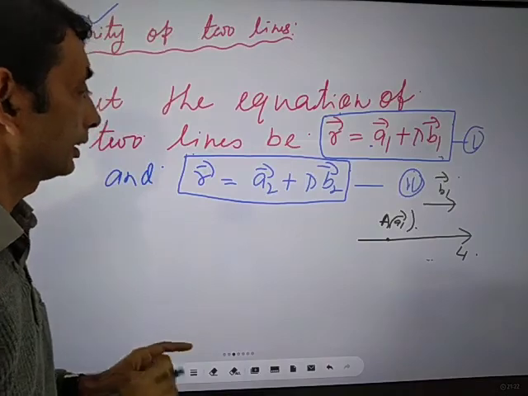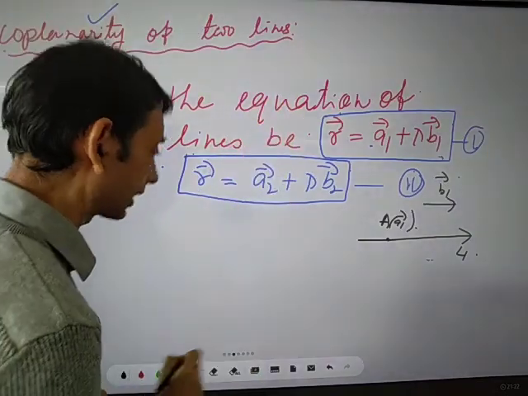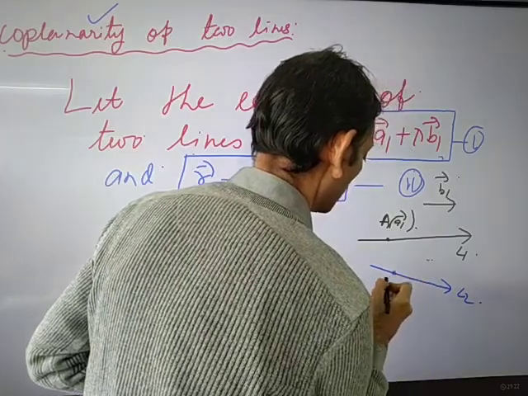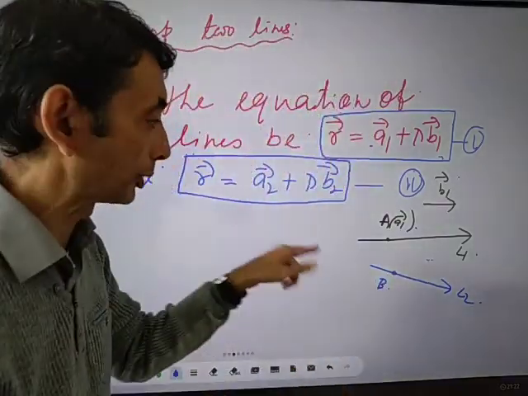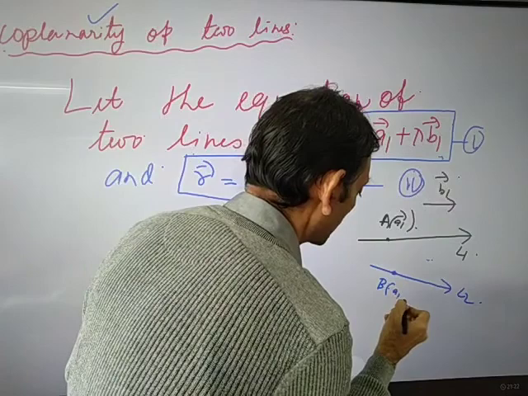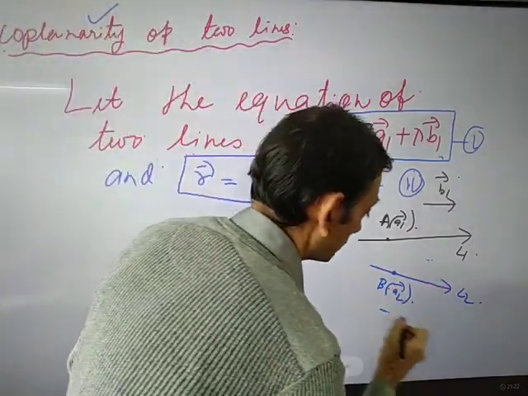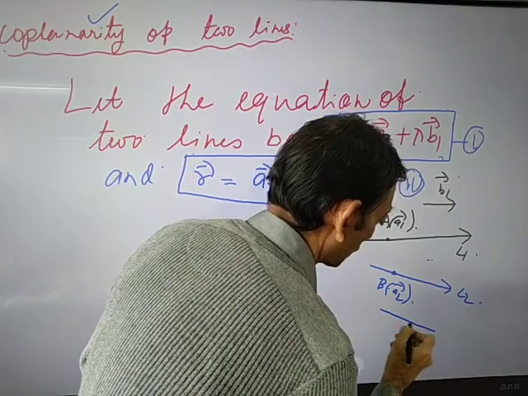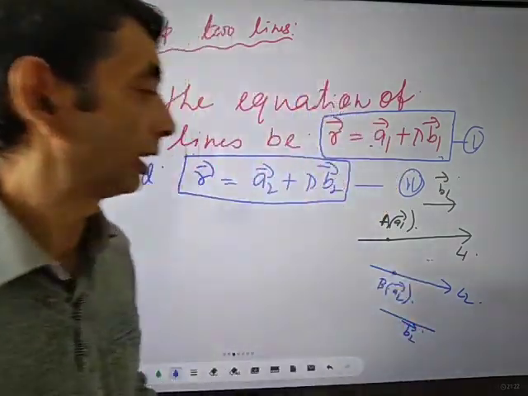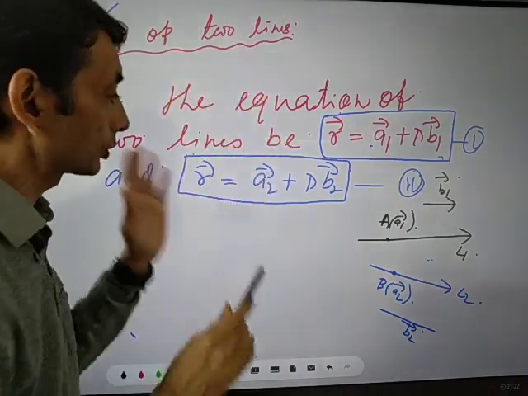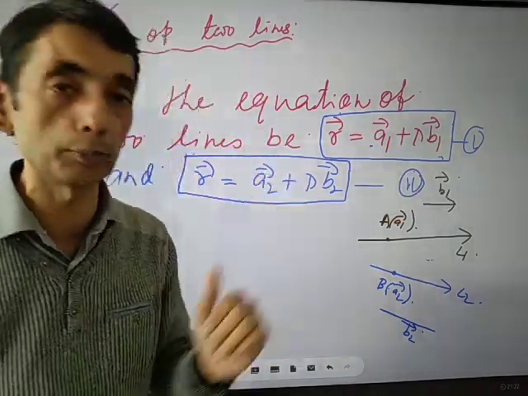Then similarly, if you take another line, say this is line L2. There is a point B, and the position vector of B is A2. Similarly, this is B2, which is parallel to line L2. Now we need the coplanarity conditions. We need to find the conditions when these two lines will be coplanar.